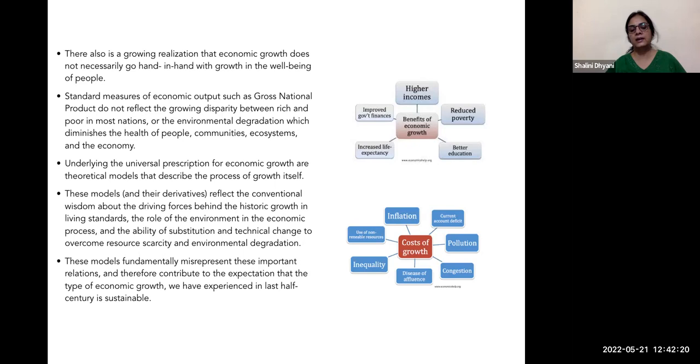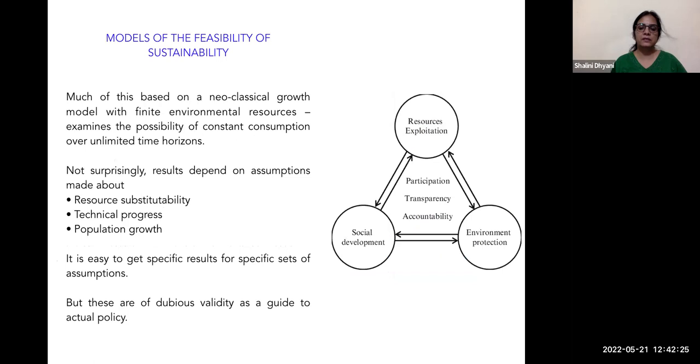Now, when I talk about models of feasibility of sustainability, if you want to have social development and environmental protection at the same time, we need to address economic development. If you want to address ecological sustainability, we also have to address social development. So for policy effectiveness, economic effectiveness, the social, ecological, and economic context has to be at the center. Now, participation, transparency, and accountability of the different stakeholders involved should be very much part of the decision making.